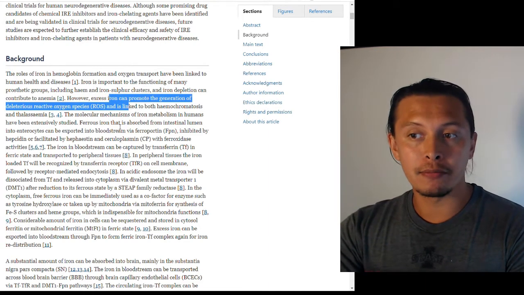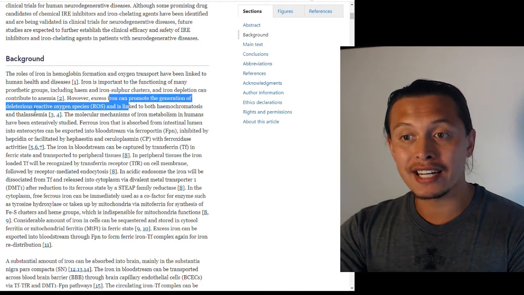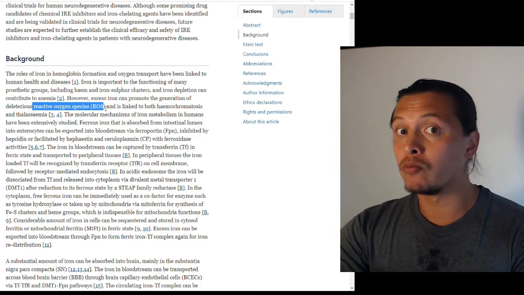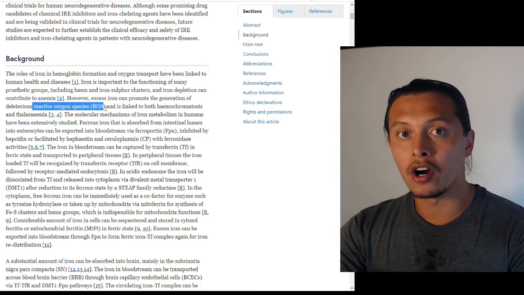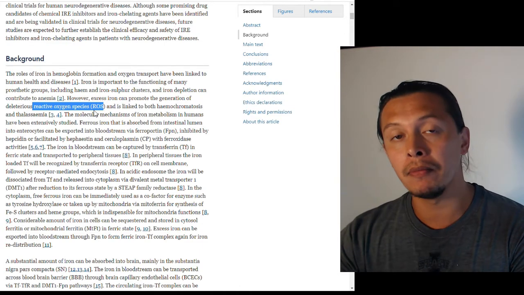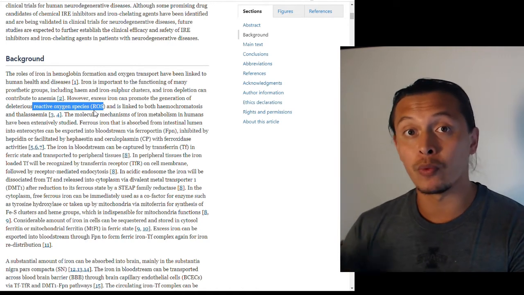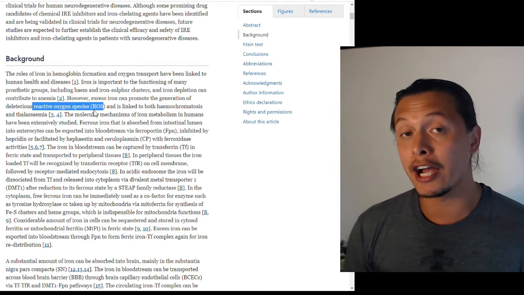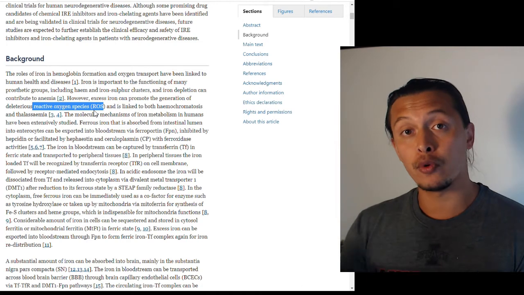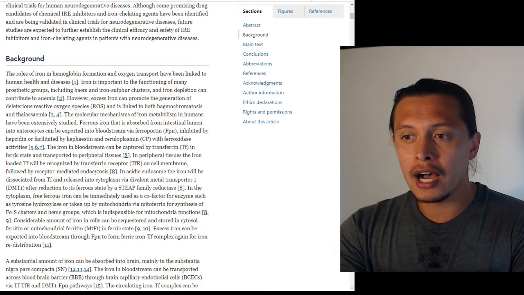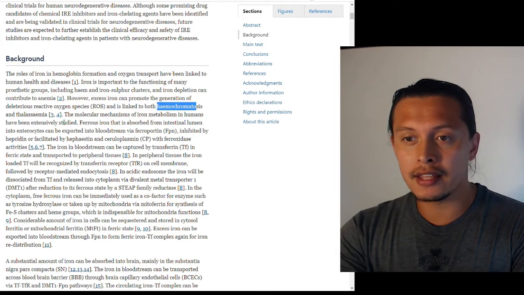However, excess iron can promote the generation of deleterious reactive oxygen species. So you might have heard of free radicals, right? And why we need to have antioxidants in our system. Well, these reactive oxygen species, a lot of them are coming from the labile iron that's in your body. So if you have too much free iron, it can react with oxygen and it can react with the hydrogen peroxide in your body to create free radicals. Anyways, this is linked to both hemochromatosis and thalassemia.